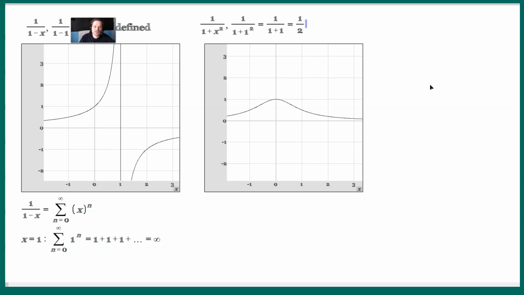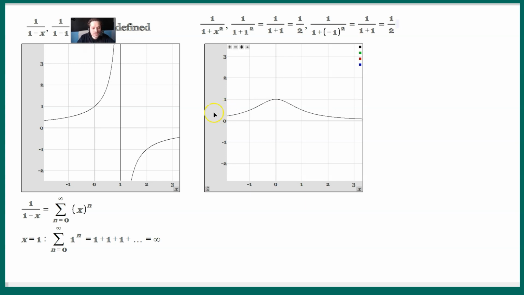1 goes in, 1/2 comes out. If you plug in negative 1, you would have 1 over 1 plus negative 1 squared. Again, when you square something, it gets rid of the negatives. You'd have 1 over 1 plus 1, which is 1 over 2. Well-defined value, no problem of any kind.